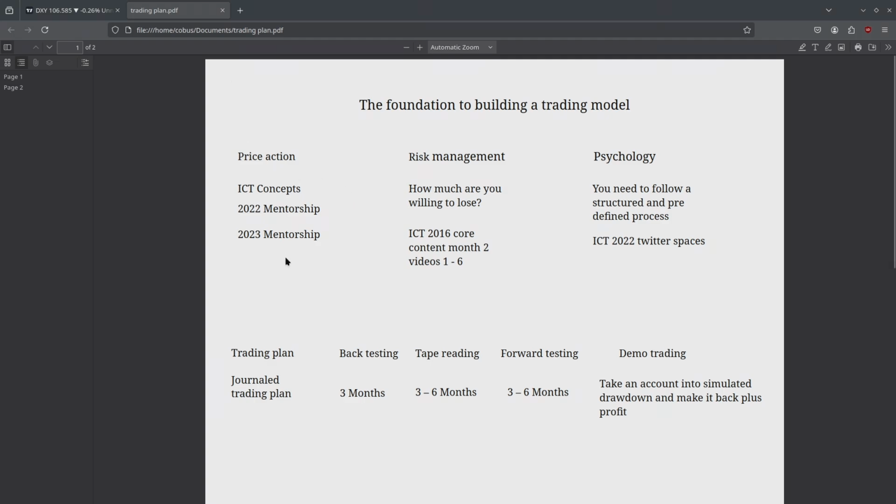So you start with price action. As you're working your way through the 2022 mentorship, things like risk management will be introduced to you. Things like psychology will come across your path as well. ICT talks about all these things in his mentorships.